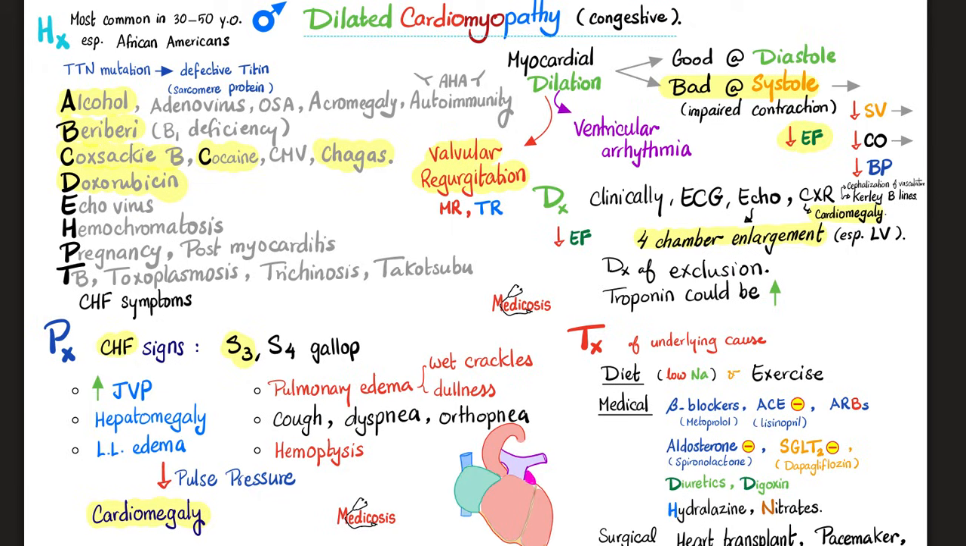Which genetic disease can lead to it? TTN mutation in the titin gene, defective titin protein, which is a sarcomere protein, and here are the causes again.